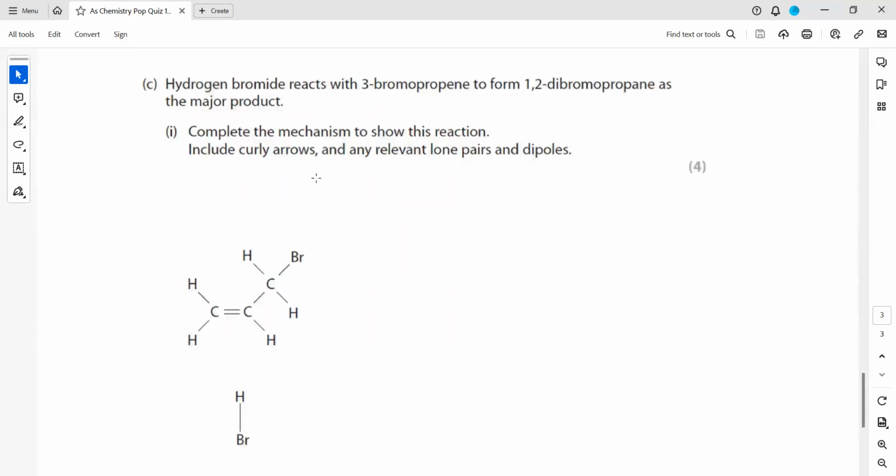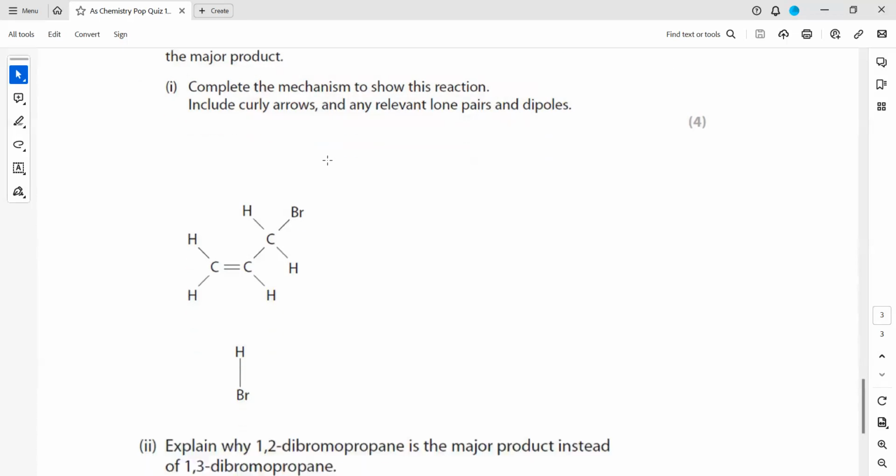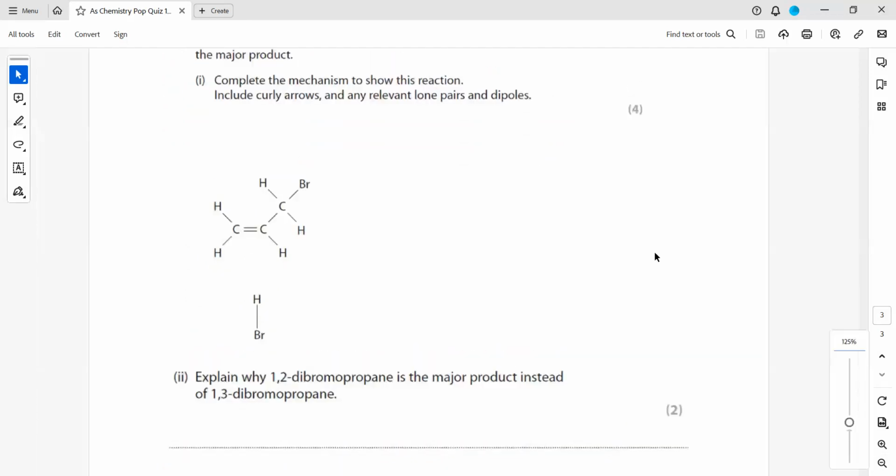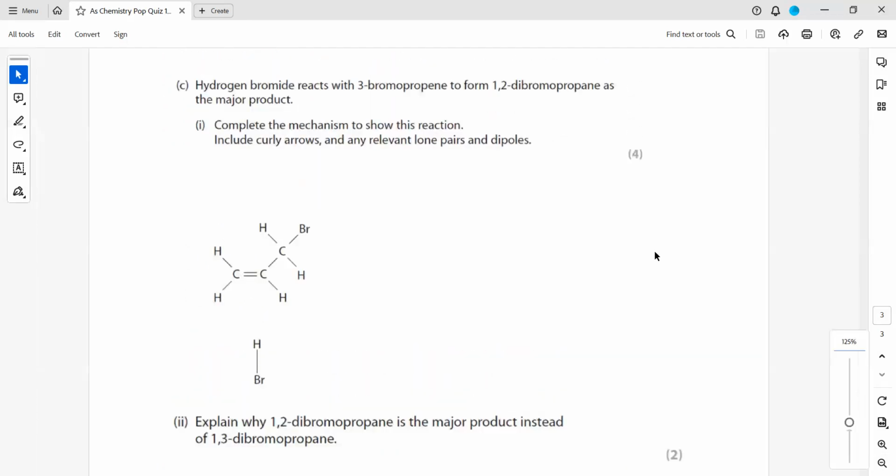The next: hydrogen bromide reacts with 3-bromopropene to form 1,2-dibromopropane, the major product. Complete the mechanism to show this reaction, include a curly arrow, any relevant lone pair, and the dipoles. So how can we represent this?